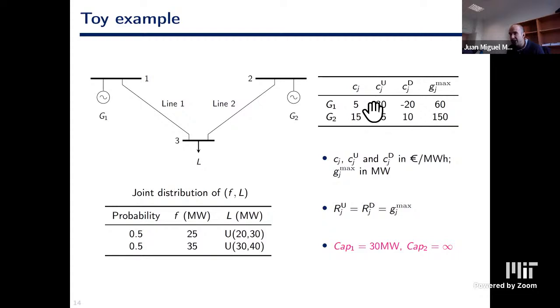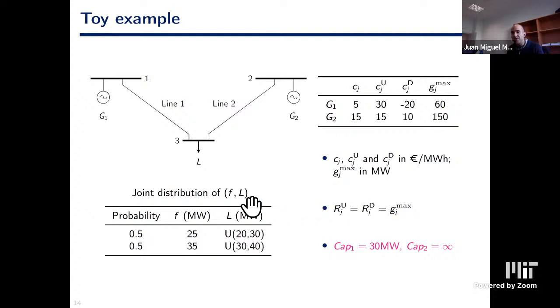Generator 1 is very cheap to dispatch in the forward market, but is very inflexible, because it has very high regulation cost and a capacity of 60 megawatts. Generator 2 is very expensive to dispatch in relative terms compared to G1, but is very flexible because it has very competitive regulation cost. It also has a capacity of 150 megawatts. Both generators offer their entire capacity as reserve capacity.